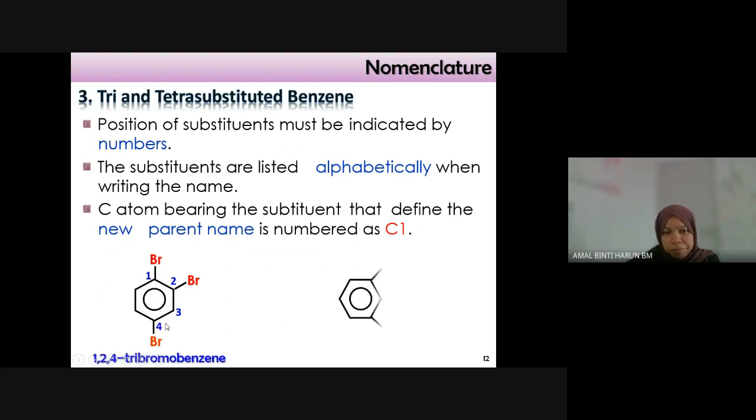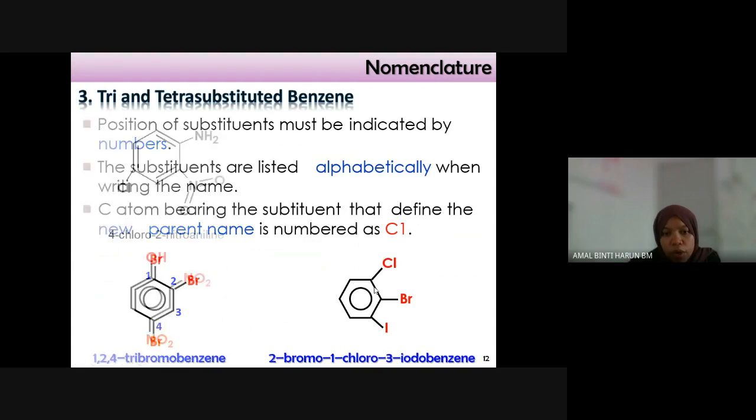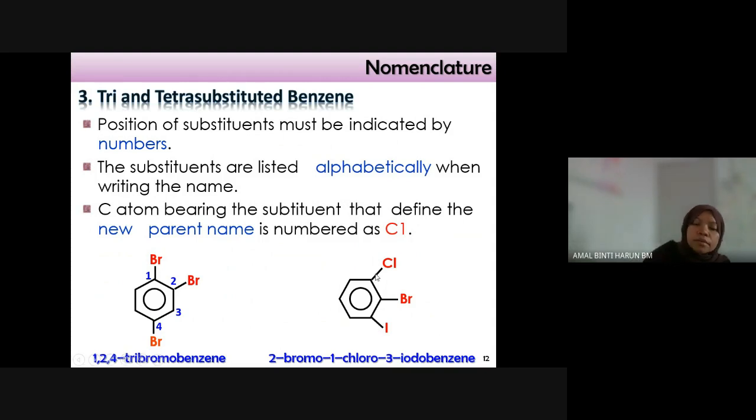Next, we have chlorine, bromine and iodine. So the parent will be benzene and the substituents are the same type, halogen. Okay, so we try to start from iodine or chlorine. Okay, now here we start from chlorine, because chlorine is carbon number 1, then 2-bromo and then iodine. Because chlorine comes first alphabetically, so we start with chlorine. Alright.